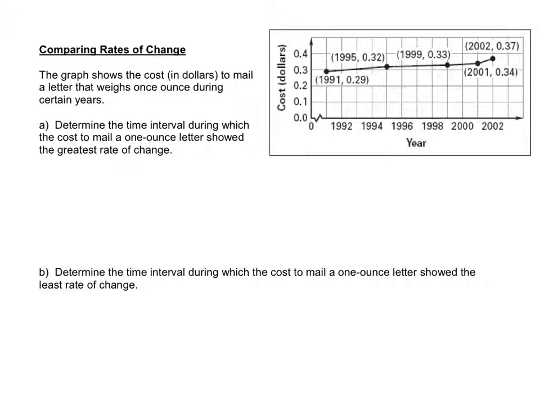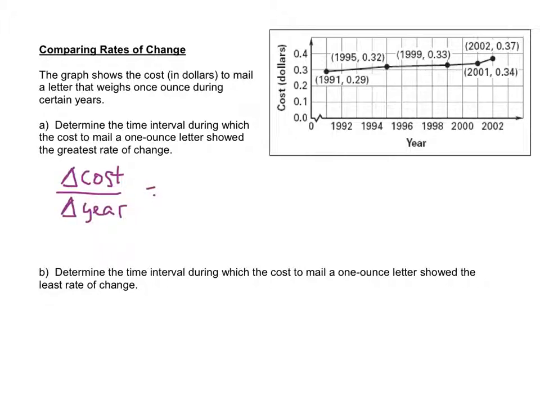So what we want to do is for A, we want to determine the time interval during which the cost to mail a letter showed the greatest rate of change. The greatest rate of change is going to be the steepness of the line. So if you look here, this is the steepest part of the line. Okay, it goes up the most right here. So what you want to do is find the rate of change from the first point to the second point on this segment of the line. The rate of change is the change in the cost, change in Y, over the change in year, which is your X value.